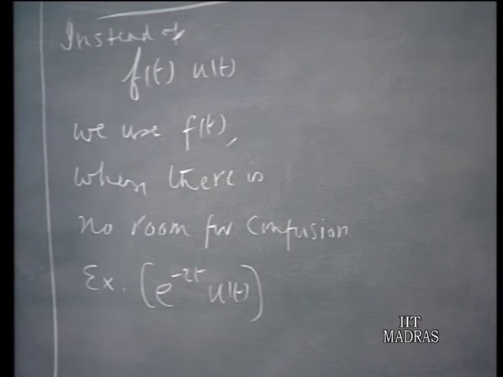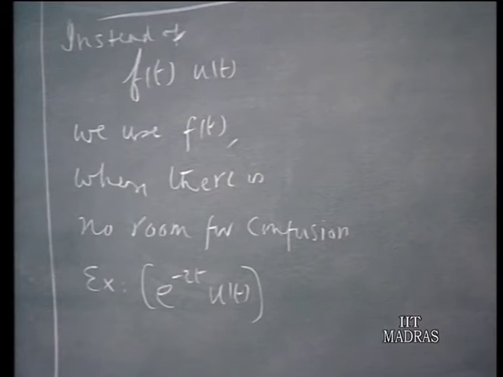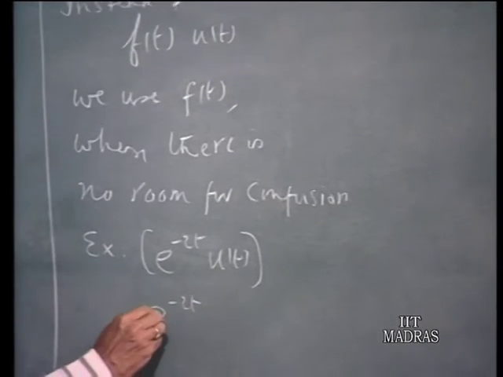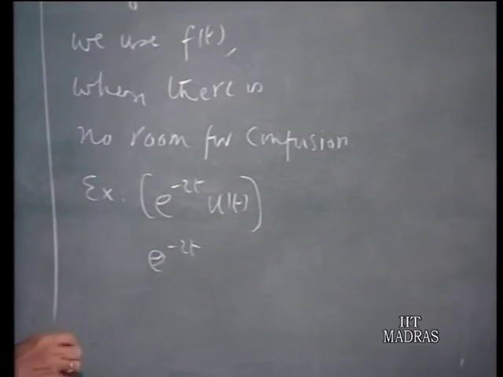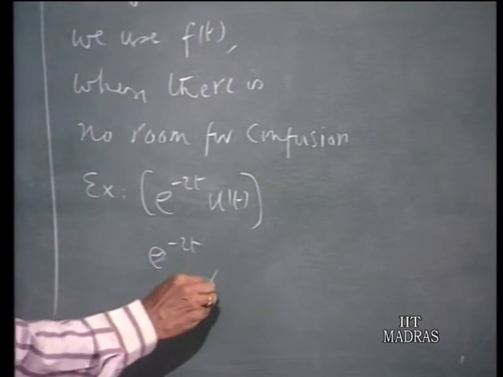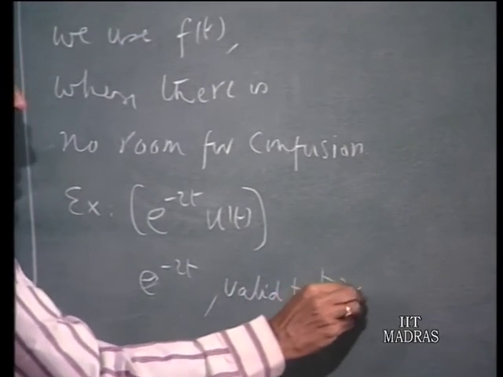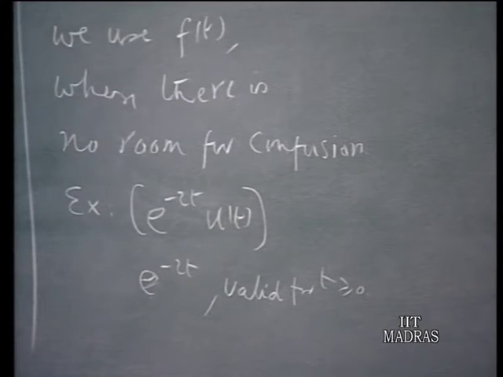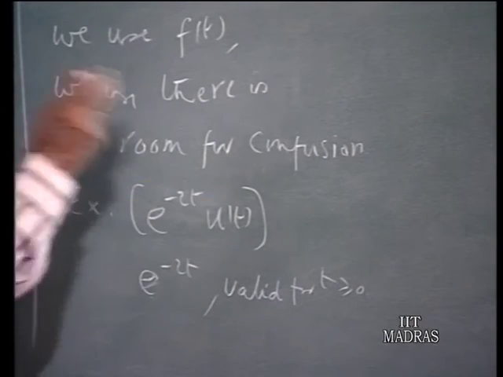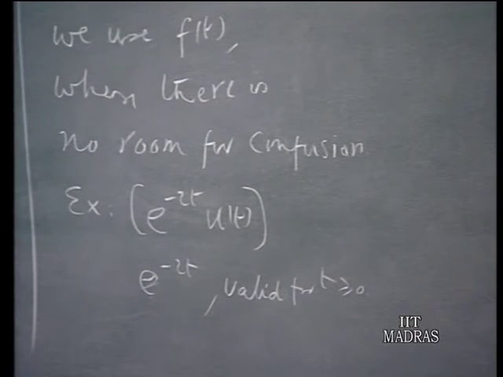So when you have 1 over s plus 2, the inverse Laplace transform of that is e to the power of minus 2t u of t. Instead of that, we write e to the power of minus 2t itself, with the understanding that we are talking about e to the power of minus 2t valid for t greater than or equal to 0. So as long as we understand that whatever time function we have is valid only for t greater than or equal to 0, and it is 0 for negative values of time, instead of e to the power of minus 2t u of t, we often write e to the power of minus 2t to save our writing.